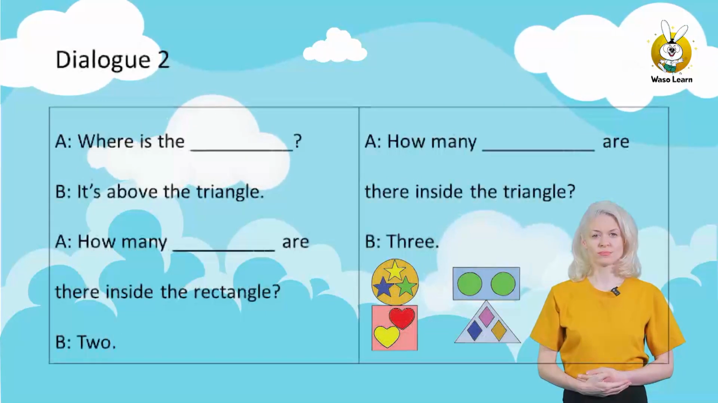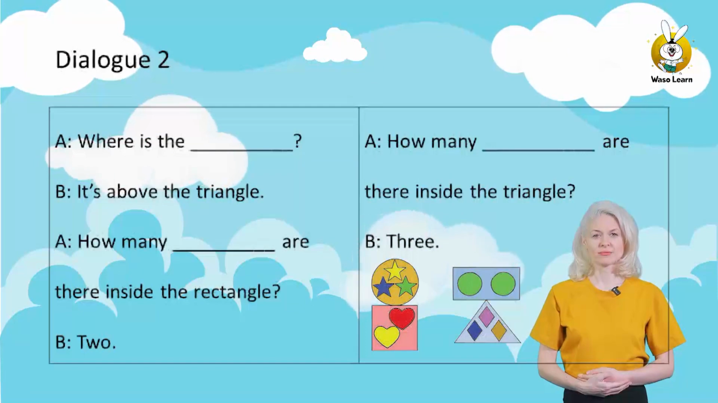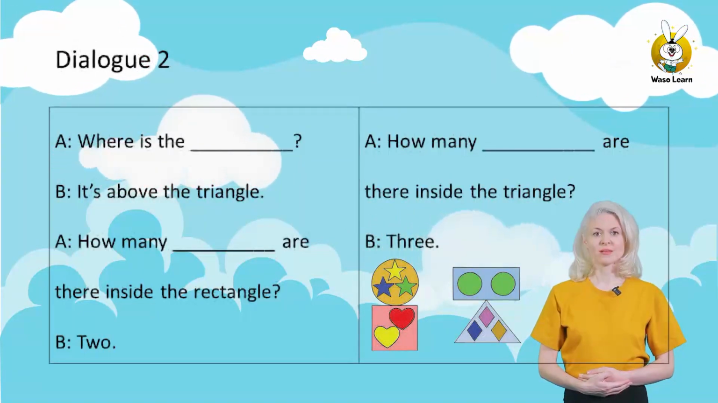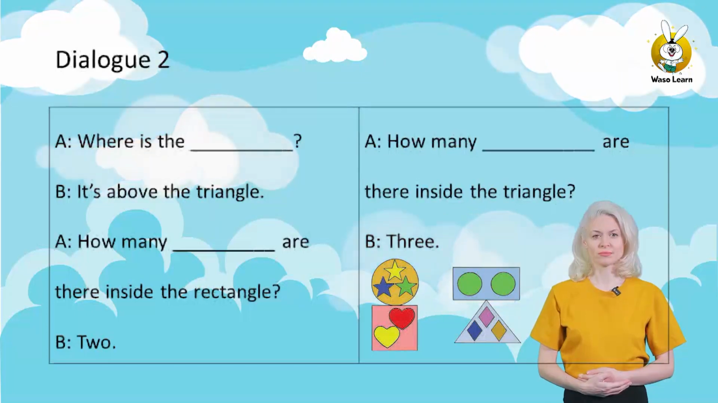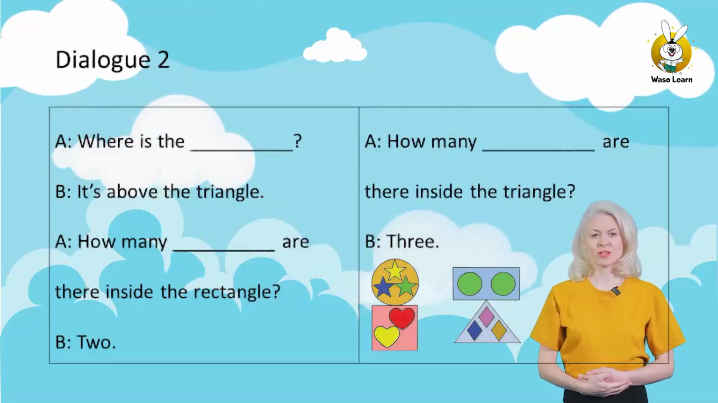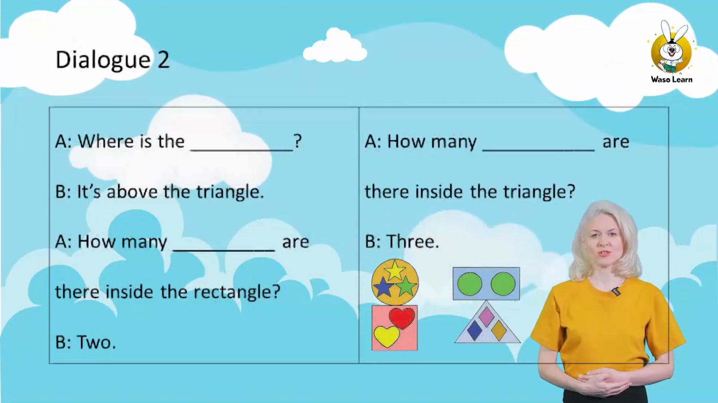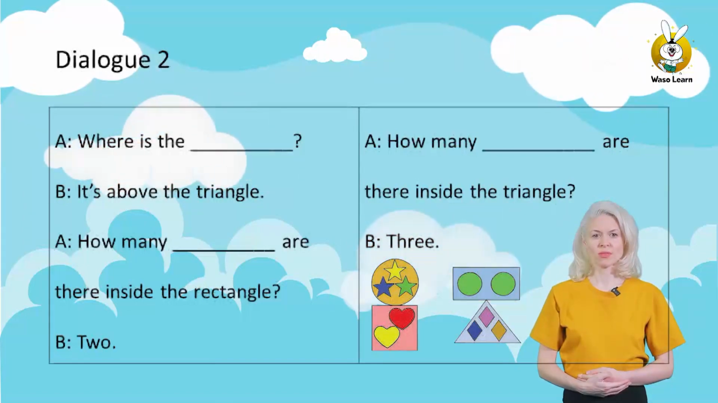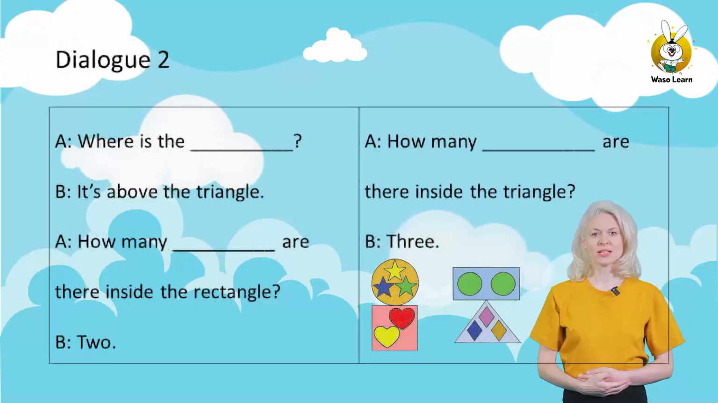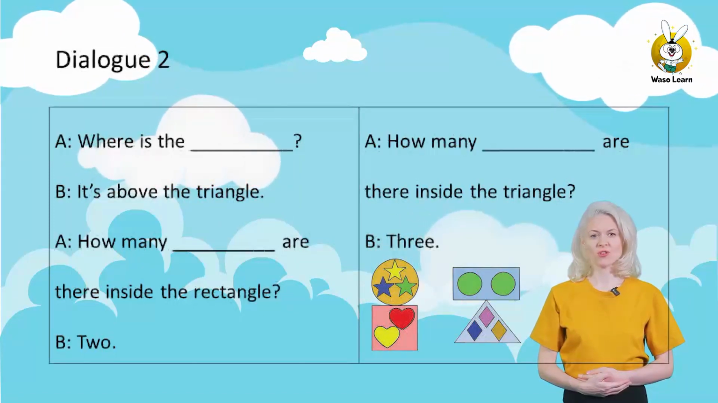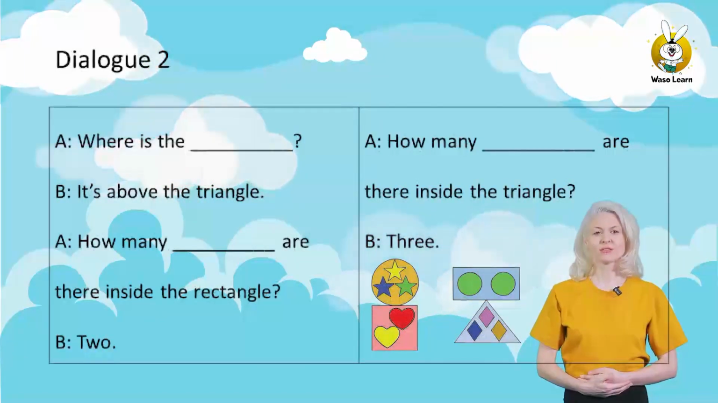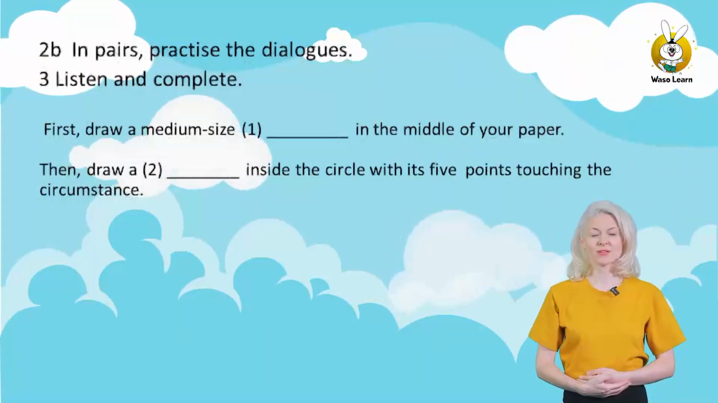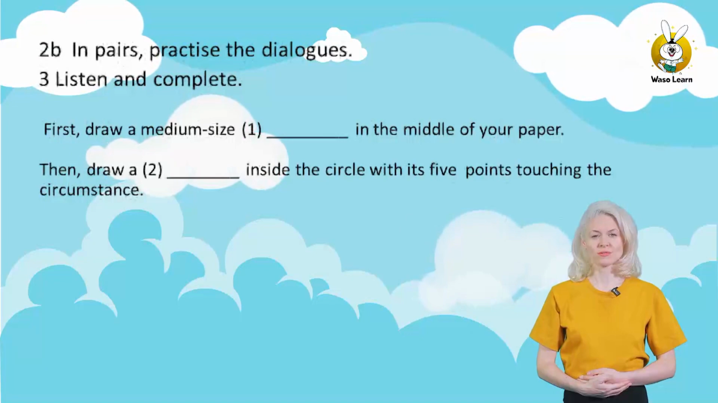Dialogue 2. A. Where's the rectangle? B. It's above the triangle. A. How many circles are there inside the rectangle? B. 2. A. How many diamonds are there inside the triangle? B. 3. 2B. In pairs, practice the dialogues.